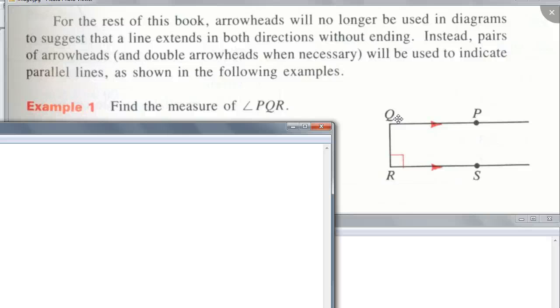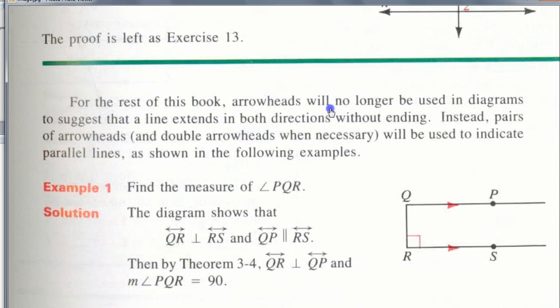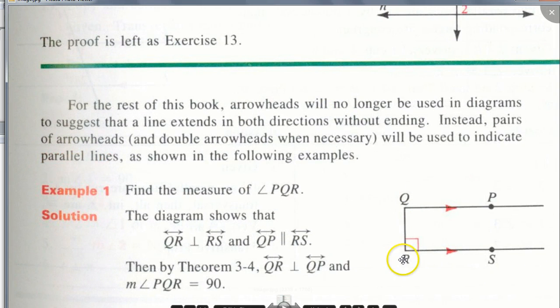Okay, Jocelyn, what do you think? If the transversal is perpendicular to one of the two parallel lines, then it's perpendicular to the other one. Yeah, it's the one that we just talked about, right here. If a transversal is perpendicular to one of the two parallel lines, isn't that what we have here? Here's a transversal, PQR, perpendicular to one of the parallel lines, RS. Then what? Guess what?